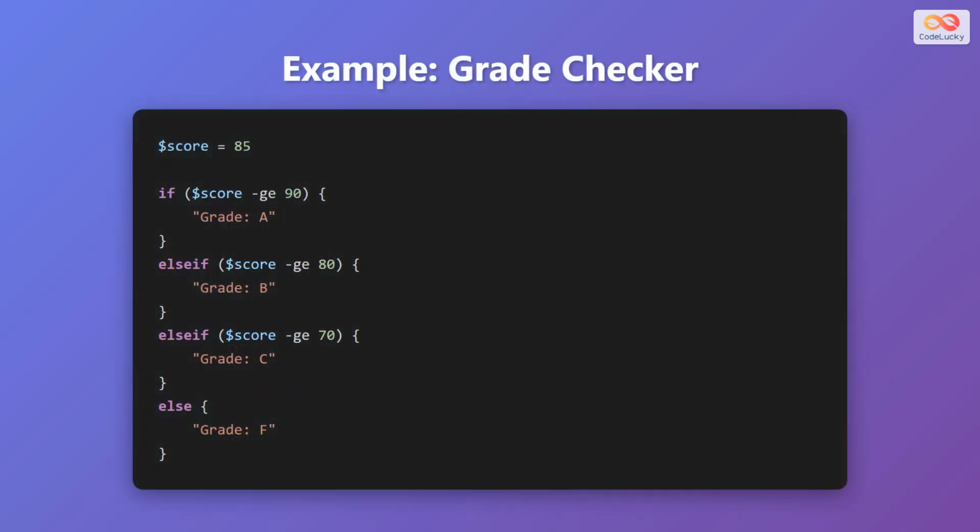Let's look at a practical example. We have a variable called score set to 85. The first condition checks if score is greater than or equal to 90. That's false, so we move on. The second condition checks if score is greater than or equal to 80. This evaluates to true because our score is 85. PowerShell outputs grade: B and then exits the entire structure. The remaining else-if and else clauses are never evaluated.